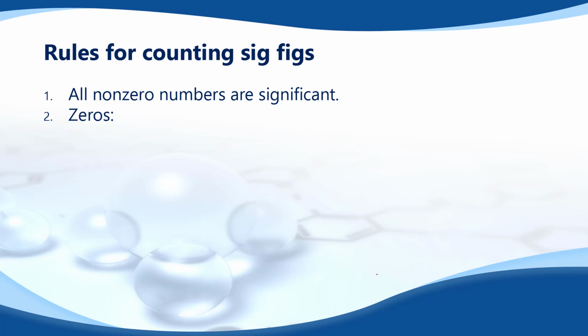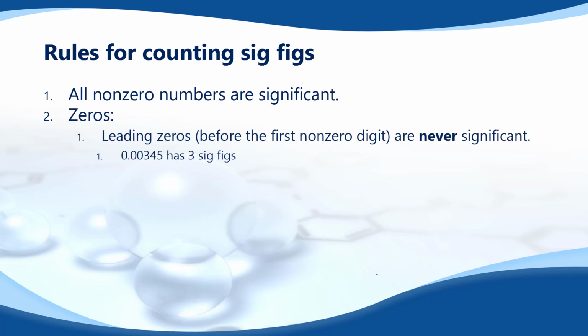Any zeros at the beginning of the number, so before the first non-zero, or what we call leading, those are not significant digits. The reason why is they are there just to hold place for the decimal. Right, so they never count for sig figs. So 0.00345 has three sig figs, the 3, the 4, and the 5. The 0.00 is just holding place for where that 3 should be.